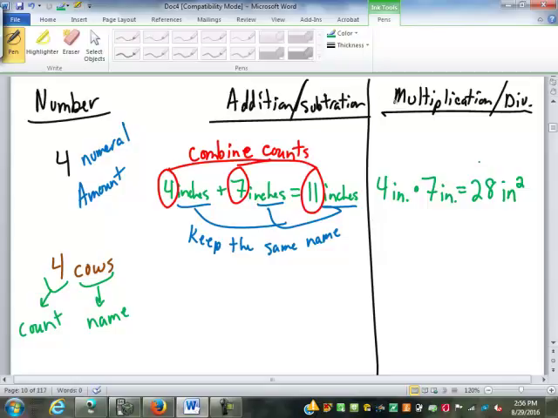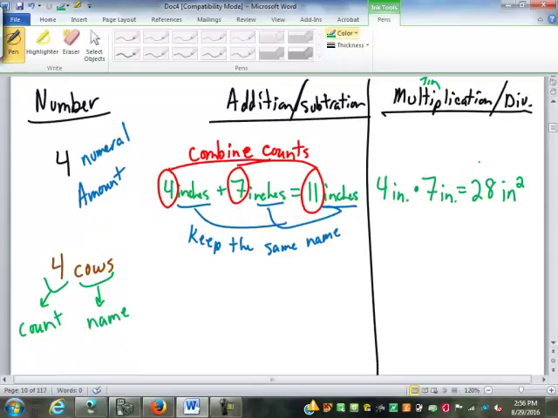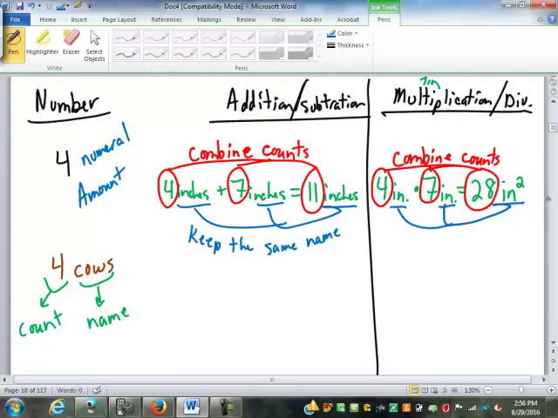Because if you think about it, multiplying, usually you're looking at an area, you'd have 4 inches by 7 inches. You're going to end up with square inches, or inches squared. So if we look at what happened there, our counts are still 4 and 7. And we still combined them, only we're multiplying, so we combined them with multiplication. So we're still combining the counts. But our big difference comes right here with the names. We had inches and inches, and it became inches squared, or square inches. When we multiply, we also combine the names.